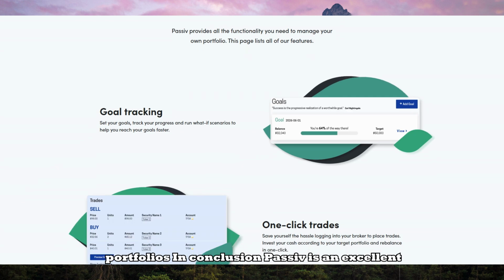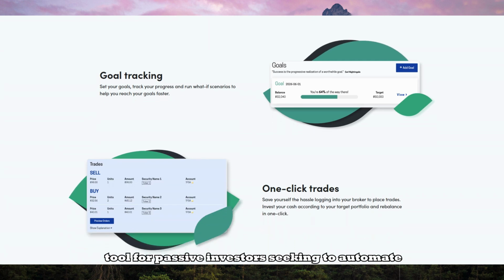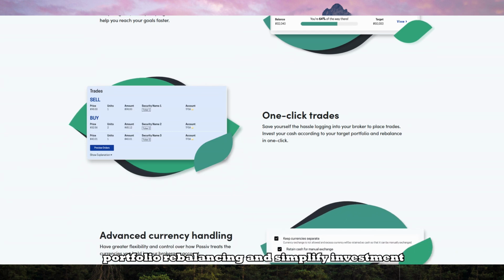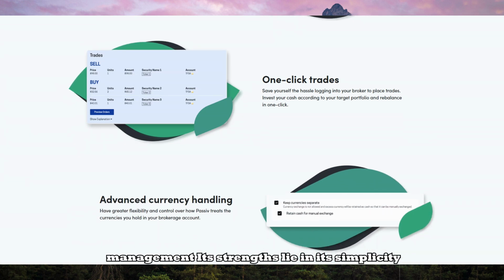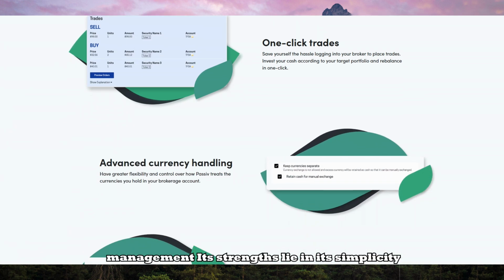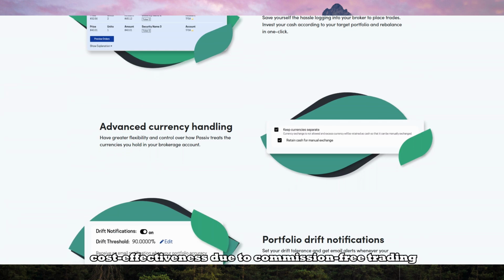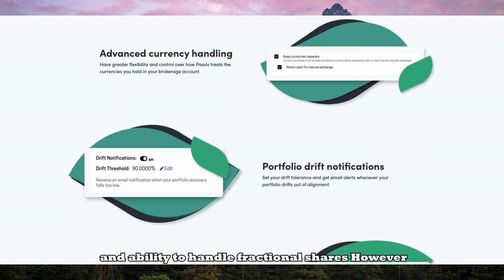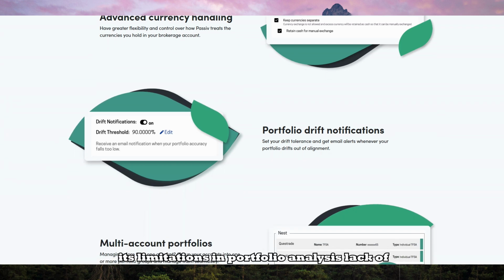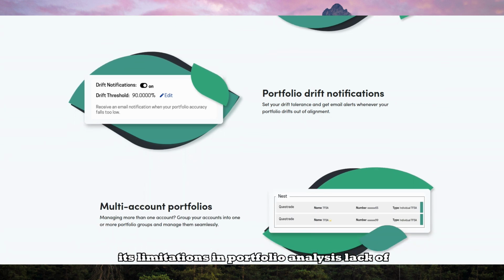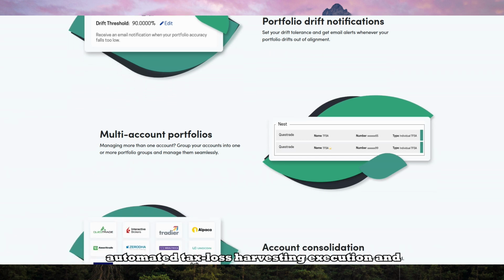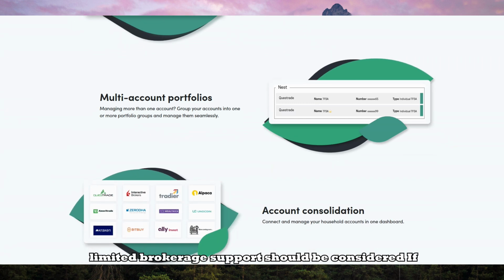In conclusion, Passiv is an excellent tool for passive investors seeking to automate portfolio rebalancing and simplify investment management. Its strengths lie in its simplicity, cost-effectiveness due to commission-free trading, and ability to handle fractional shares. However, its limitations in portfolio analysis, lack of automated tax loss harvesting execution, and limited brokerage support should be considered.